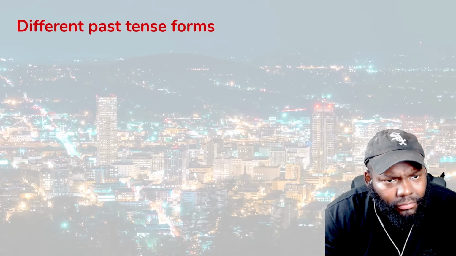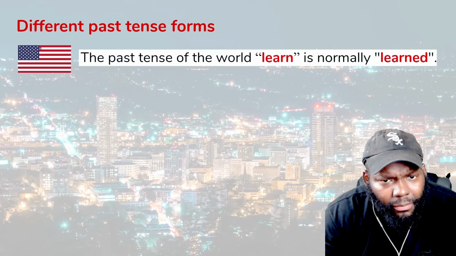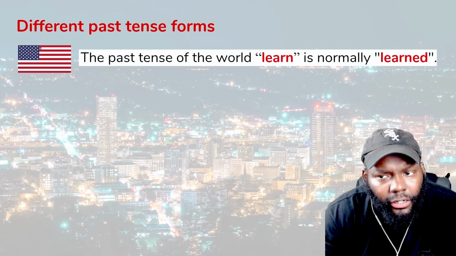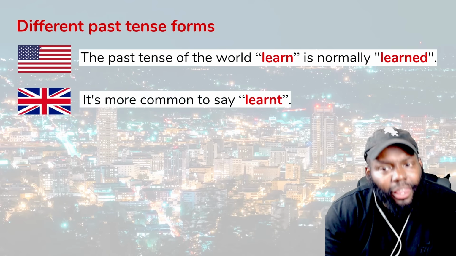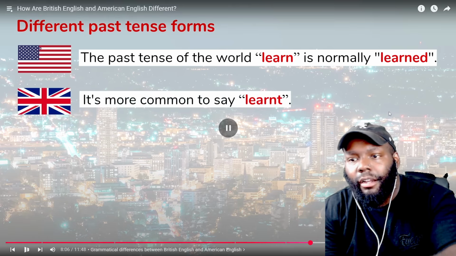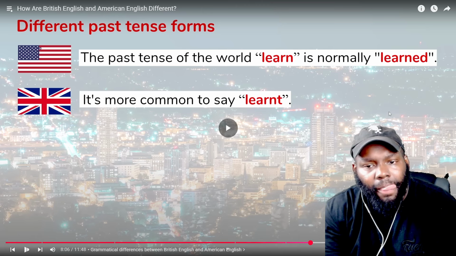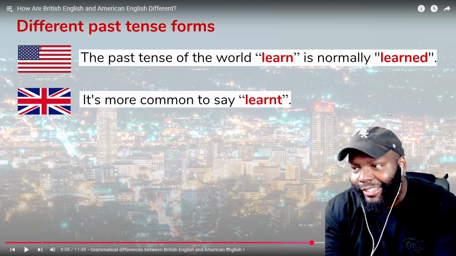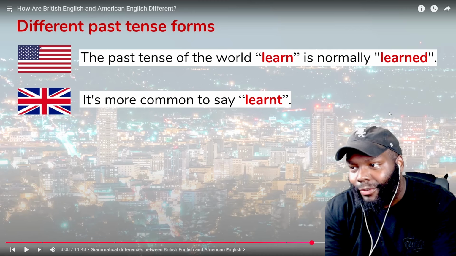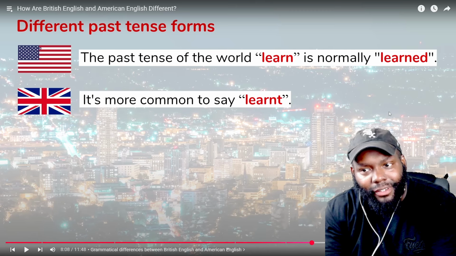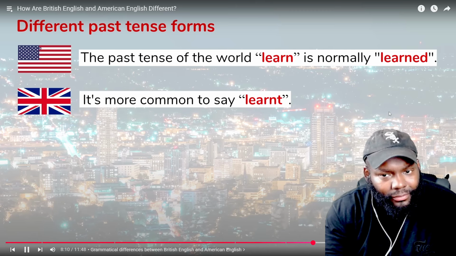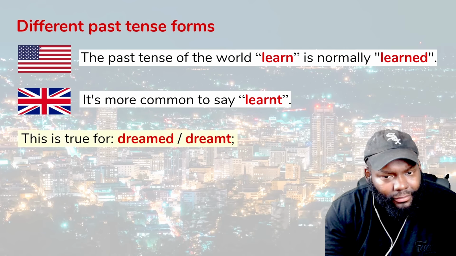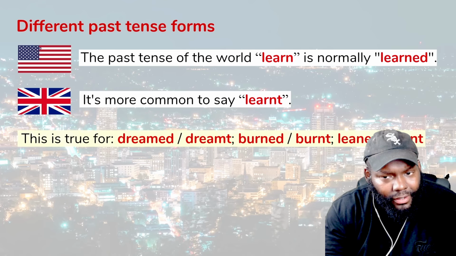There are some different past tense forms. For example, in American English, the past tense of the word learn is learned, while in British English, it's more common to say learnt. Both forms are used in either country, but there is more of a tendency towards one form. This is true for other words like dreamed versus dreamt, burned versus burnt, leaned versus leant, etc.